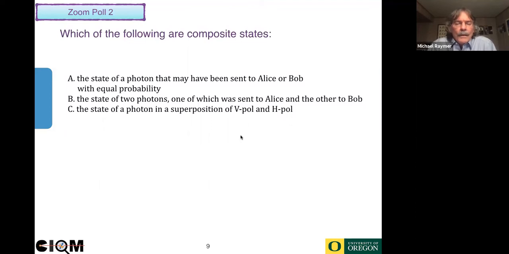And remember, composite state. There's a distinction between superposition state and composite state. Why is that? Because a superposition state can describe a single object, like a single person. If they were quantum mechanical, they could be in a superposition of tall and short. But that's only one object. Okay, that's not what we mean by composite state.